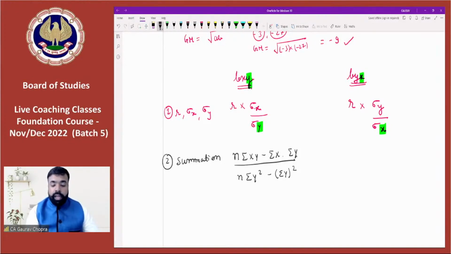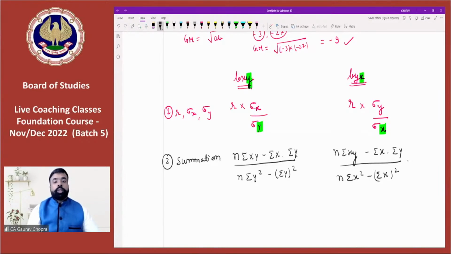Now write for byx. So n sigma xy minus sigma x into sigma y upon n sigma x square minus sigma x whole square. So this is the summation method, just similar to that of correlation. If you remember the formula for correlation, we just have to extract the formula for regression. There is nothing extra which we have written here.